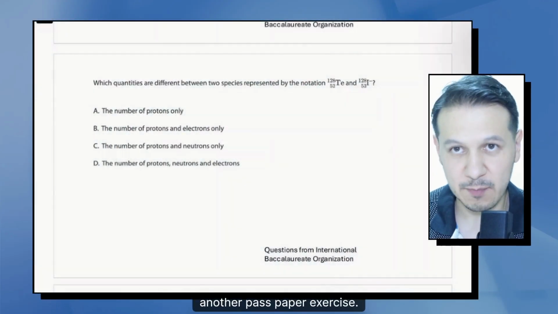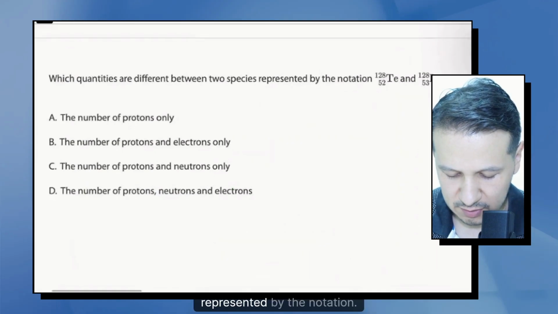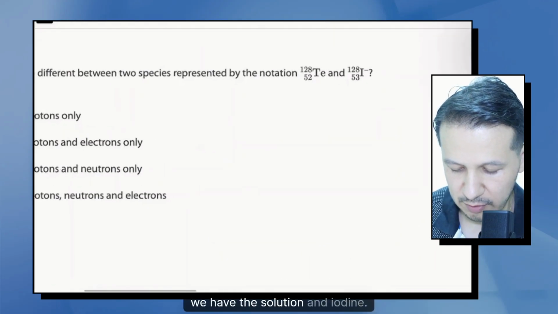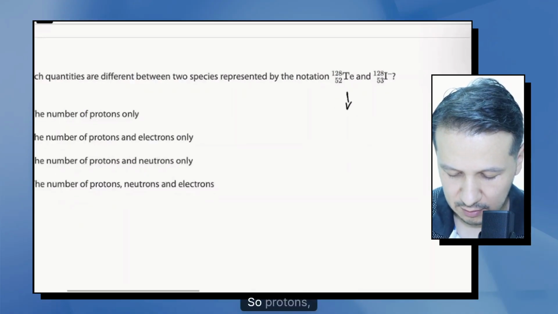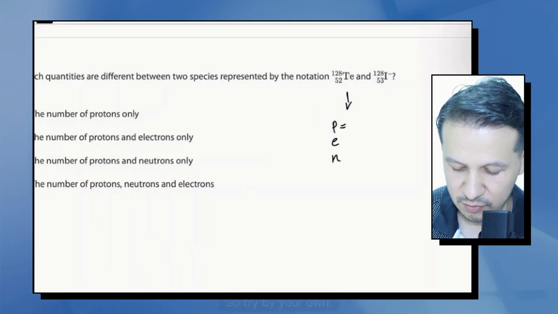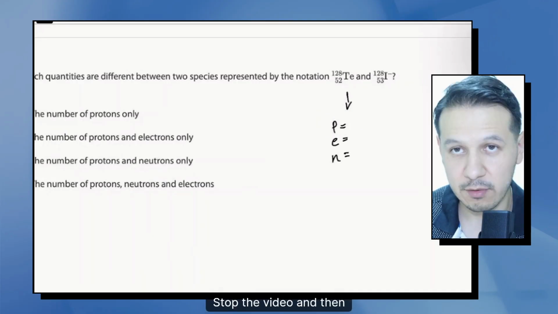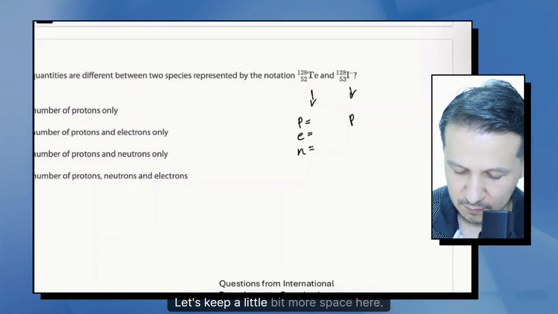Okay, here we have another past paper exercise. It was which quantities differ between the two species represented by the notation. Okay, we have this tellurium and iodine. Let's calculate, very easy: protons, electrons, and neutrons. So try by your own, stop the video, and then confirm with my solve. Let's keep a little bit more space here.